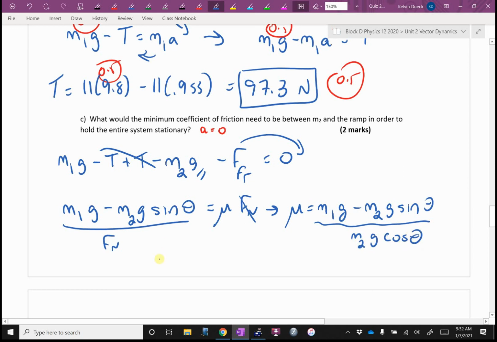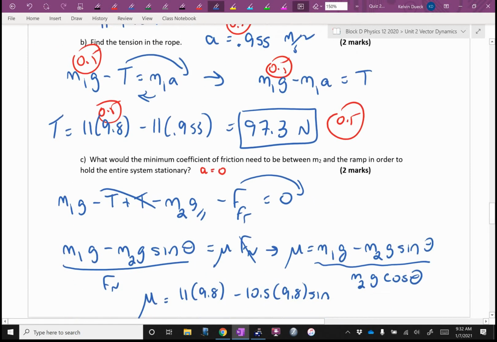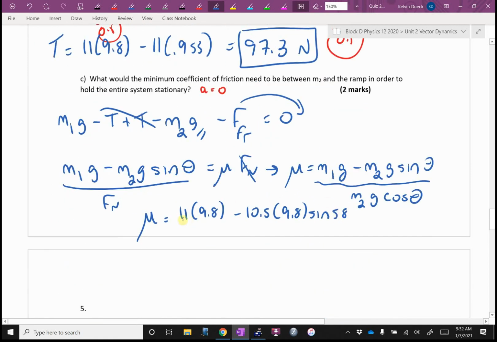And now I would plug in the numbers. What's mu? What was M1? 11, 9.8, minus 10.5, 9.8, sine, I forgot what theta was, 58, divided by 10.5 times 9.8 cos 58.